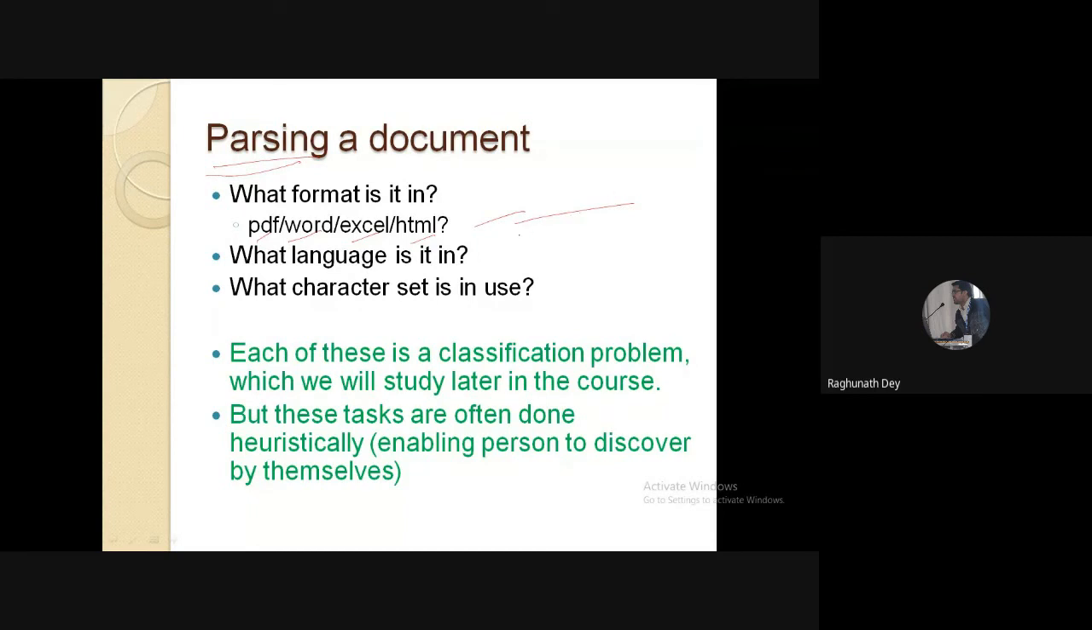After that, if you are able to define what kind of document it is, what format this particular document is, then the next task is to find out the language being used over here.